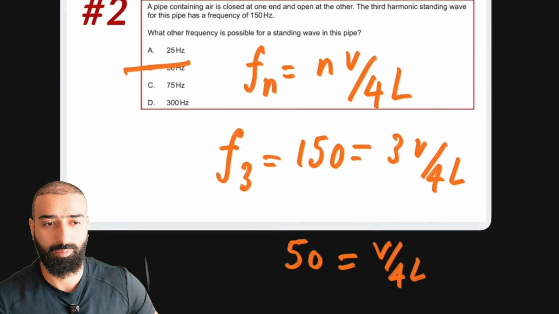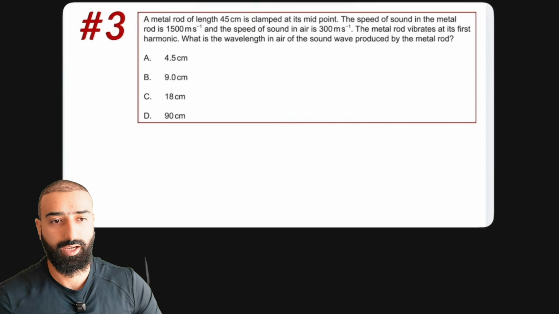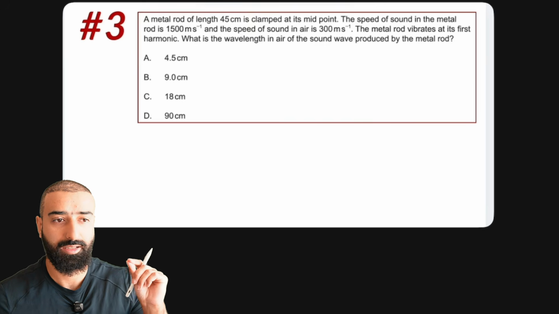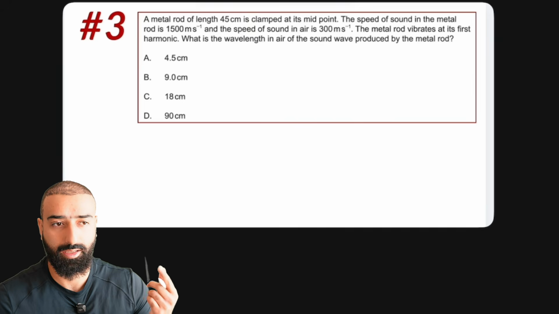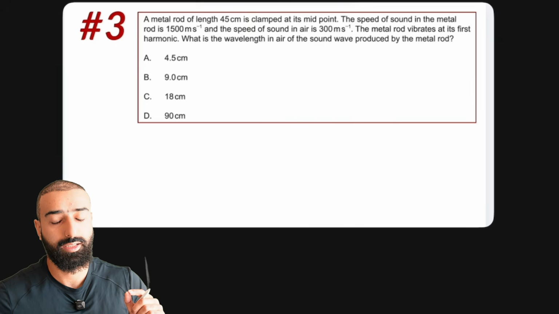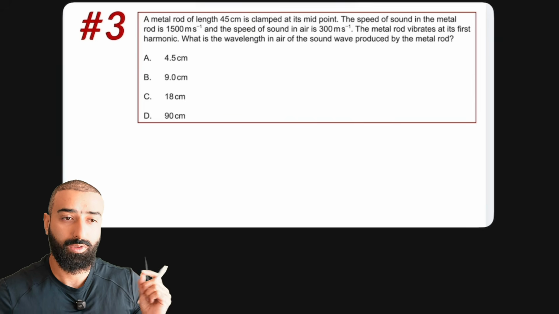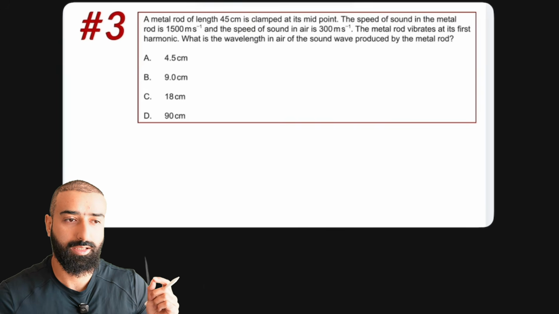Let's move on to the third problem. A metal rod of 45 centimeters is clamped at its midpoint. The speed of sound in the rod is given. The speed of sound in air is given. The metal rod vibrates at its first harmonic. What's the wavelength in air of the sound produced?